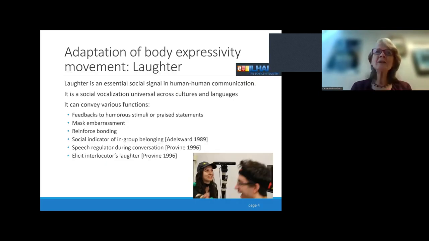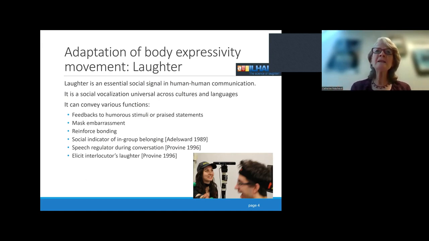One of the first studies was the adaptation of behavior expressive movement. This work was conducted in a project some time ago, a FET Open project, e-LEARN. In this project, we looked at one particular social signal, laughter. As we all know, laughter is an essential social signal in human-human communication, and it's a social vocalization that is universal across cultures and languages.